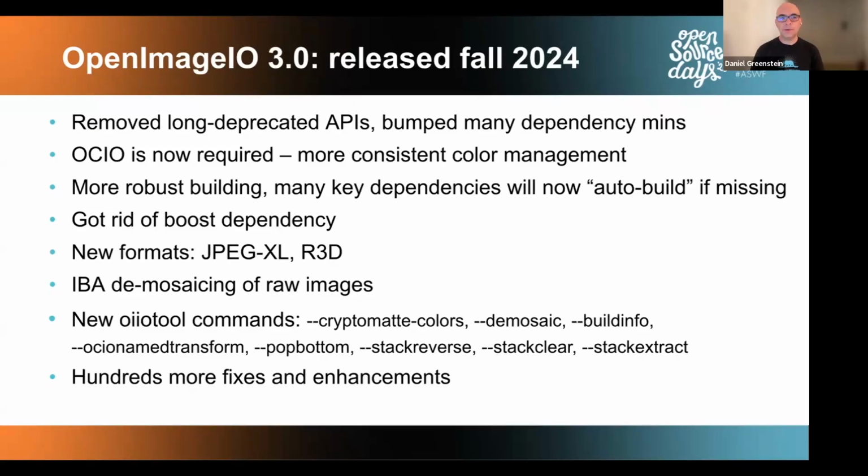There are new algorithms for demosaicing raw images. We'll talk later about the OpenImageIO tool, which is kind of the Swiss Army knife of image manipulation. All of us, I use it pretty much every day, and there's always new options and new features, including some of the ones that we have here. And this is just a short list. There have been hundreds more fixes and enhancements from a variety of contributors.